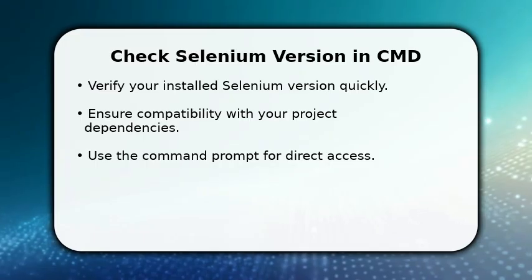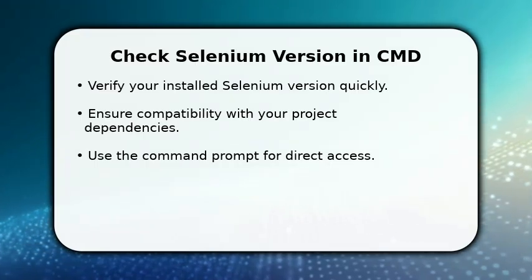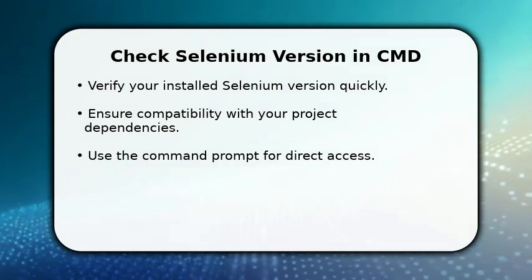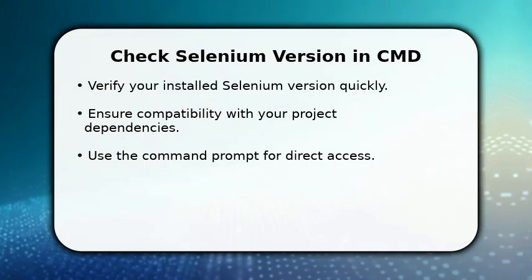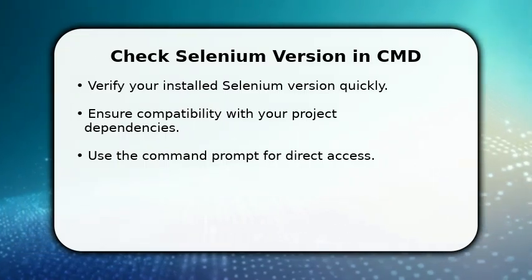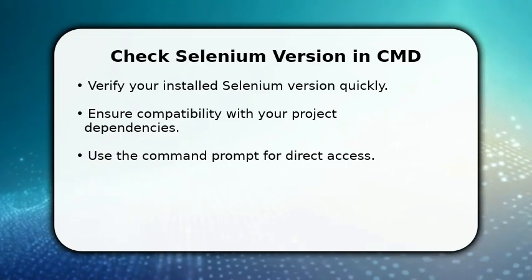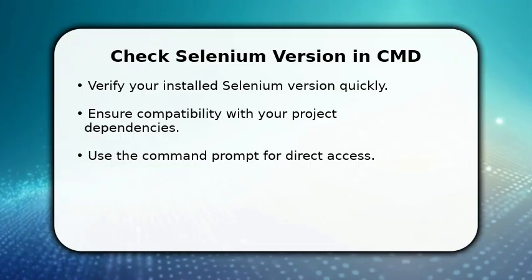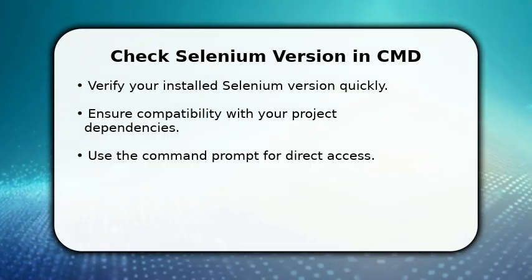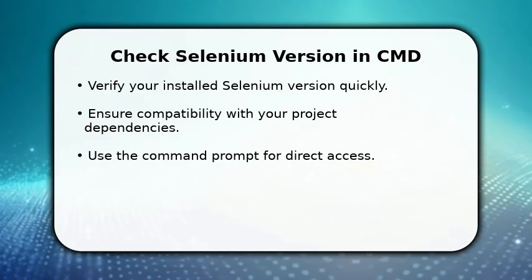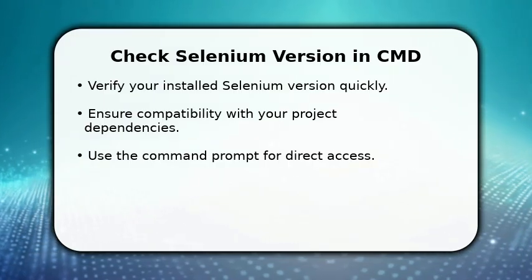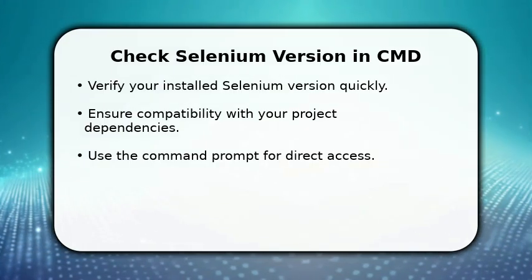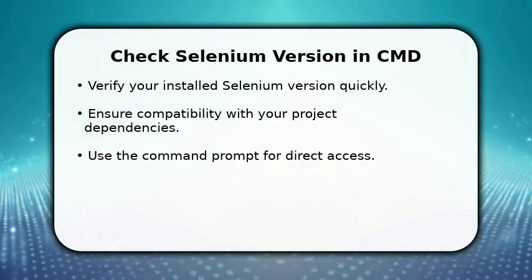In this video, I will show how to check your Selenium version in CMD. Knowing your Selenium version is crucial for maintaining stable test automation. It helps prevent compatibility issues with your browser drivers and other project dependencies. We will explore two straightforward methods using the command prompt to quickly retrieve this essential information. This ensures your automation scripts run smoothly and efficiently.